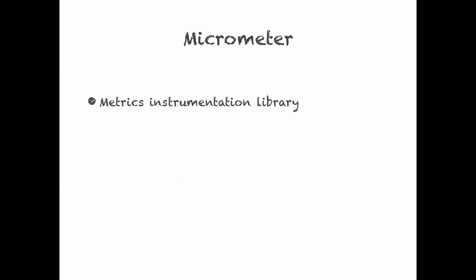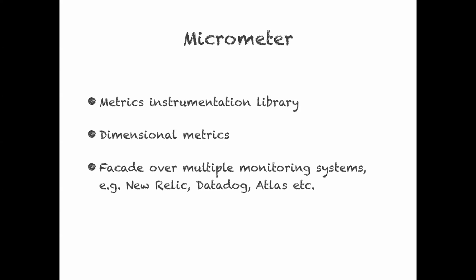Like I said, Micrometer is a metrics instrumentation library. You get dimensional metrics. All those metrics have tags, so you can actually drill down into each metric based on the tags. It's a facade over multiple monitoring systems. What that means is that your application code doesn't need to know about which backend system these metrics are being exported to, and you can change that without having to change any of your custom metrics. And also you can register custom metrics.